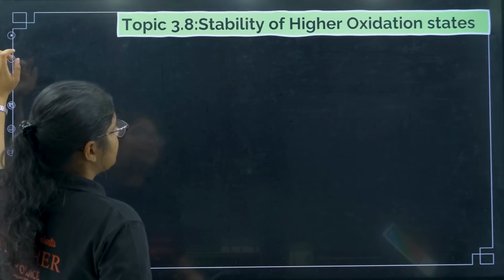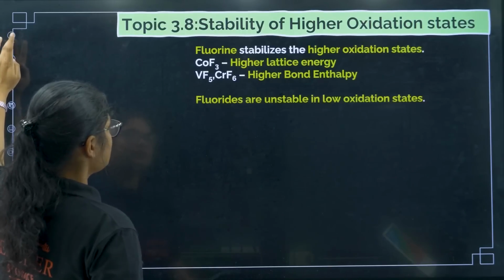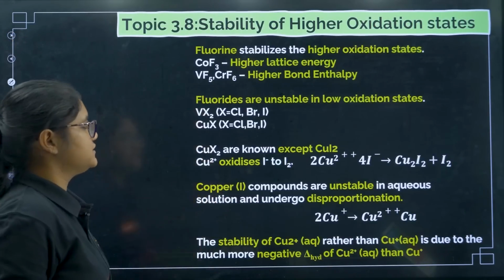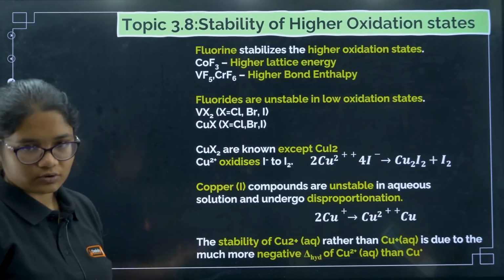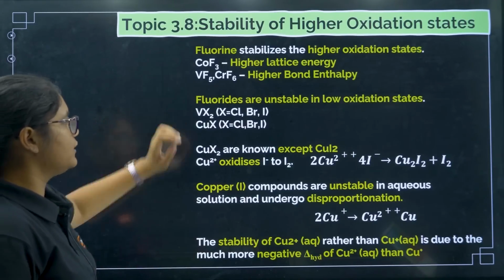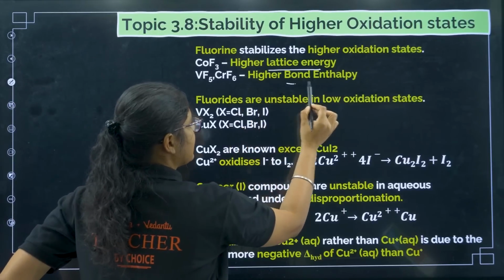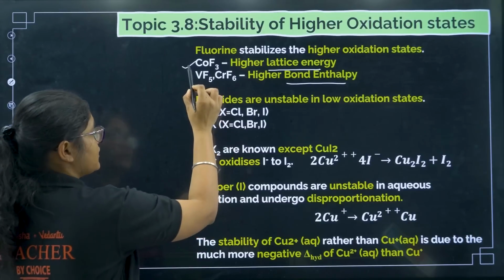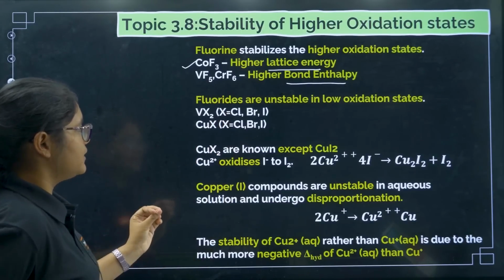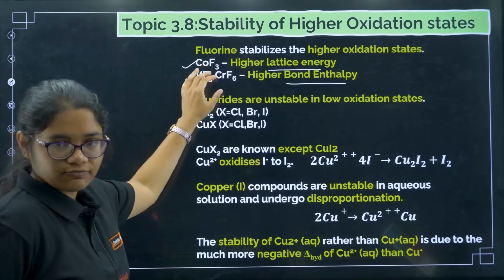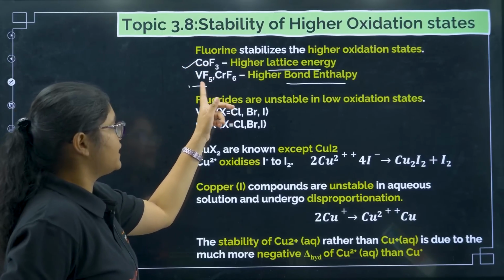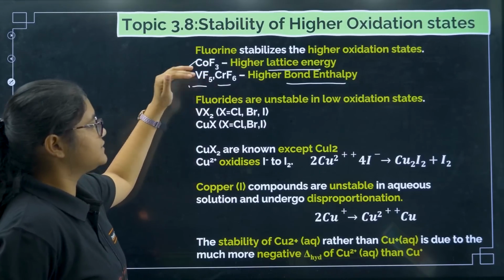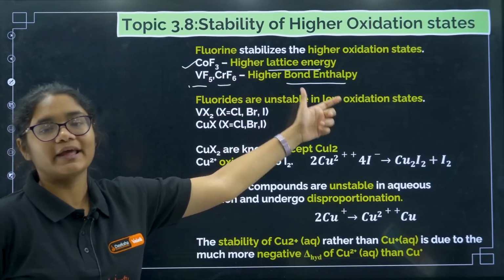Next, stability of higher oxidation states. Here you should be knowing certain things. Generally the higher oxidation states are stabilized by fluorine and oxygen. Why does fluorine do that? Because of its high lattice energy and high bond enthalpy. An example of high lattice energy is CoF3, which means cobalt in plus 3 oxidation state is stable because of the high lattice energy of fluorine. And here you can see VF5 and CrF6, which are more stable due to their higher bond enthalpy.